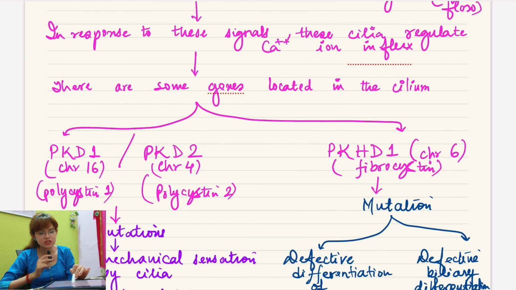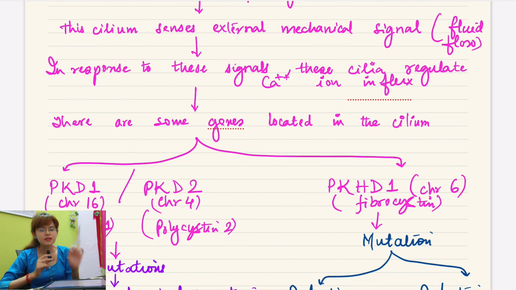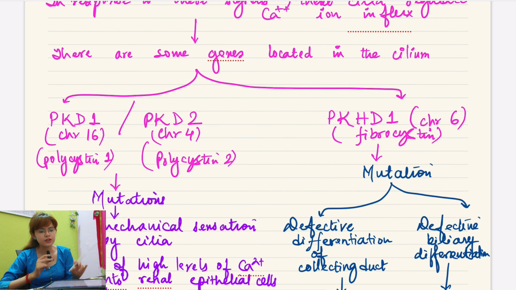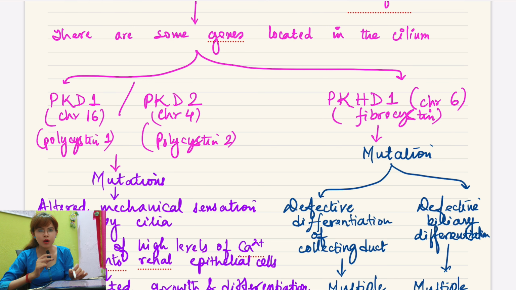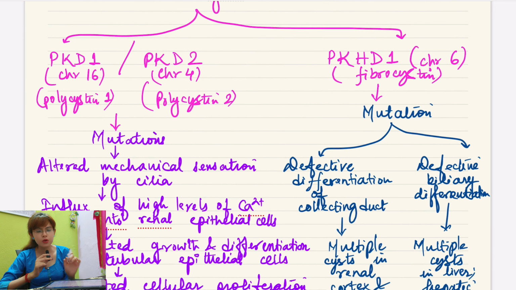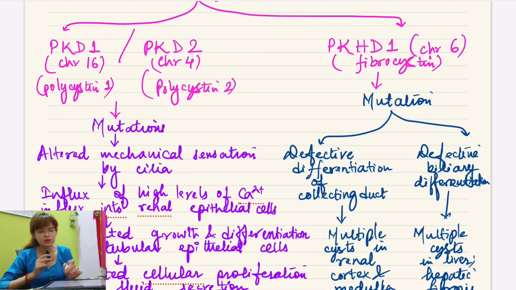Now let's talk about some genes located in the cilium. The main function of this cilium, as I've told you, is regulating the calcium ion influx. Now in this cilium we have two important genes. Number one is PKD1 or PKD2, which is responsible for ADPKD, and number two is PKHD1, which is responsible for ARPKD. Let's talk about this one by one. In the autosomal dominant type, the gene responsible is the PKD1 gene, which codes for polycystin 1 on chromosome 16, or PKD2, which codes for polycystin 2 on chromosome 4.